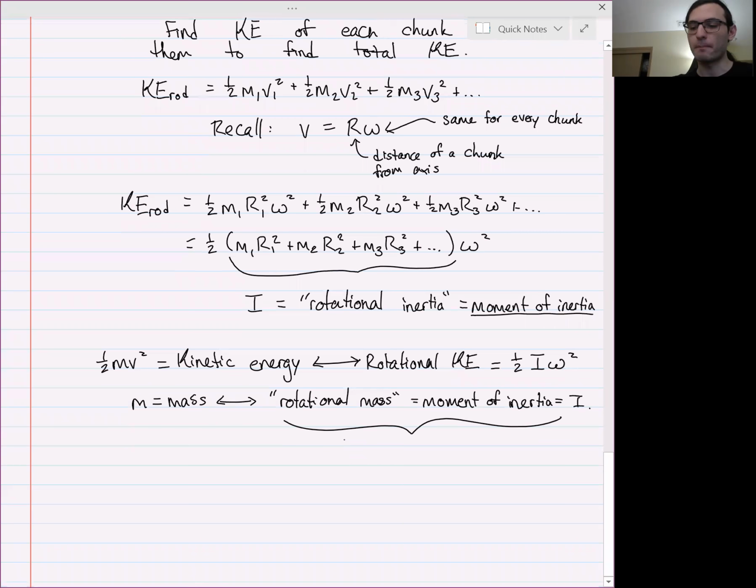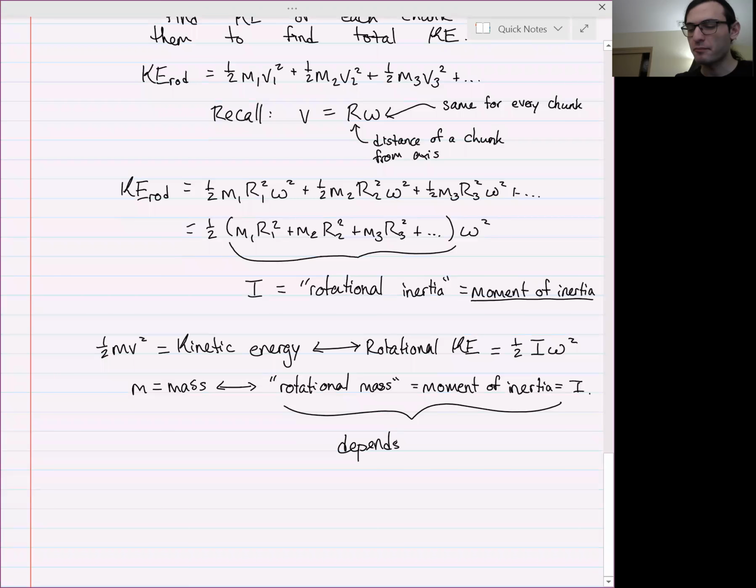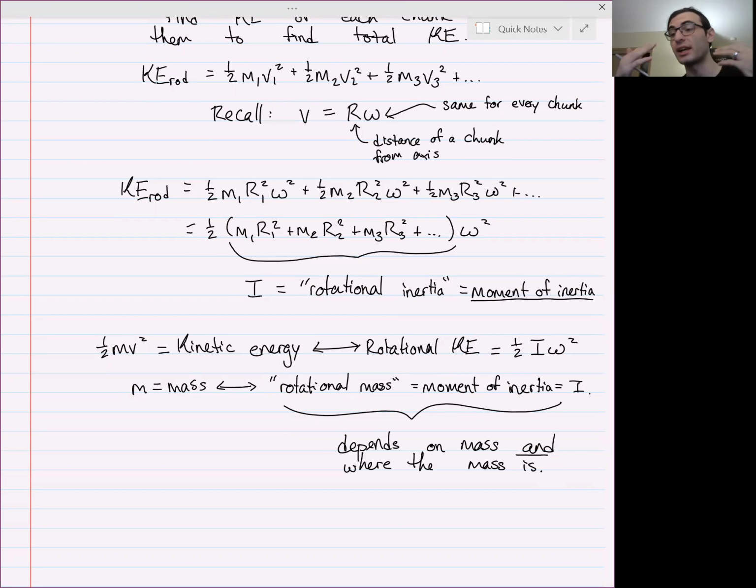And that's important. It depends on mass and where the mass is. So, for example, you could have two objects that have equal mass and equal rotational speed, but they could have different rotational kinetic energy. The way that could happen is they could have different moments of inertia. The mass of one of the objects could be really far away from the axis of rotation, whereas the mass from the other object could be really close to the axis of rotation. That would change the moment of inertia, and hence would change the rotational kinetic energy.